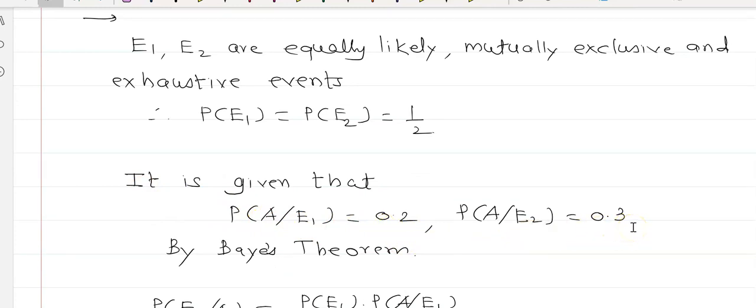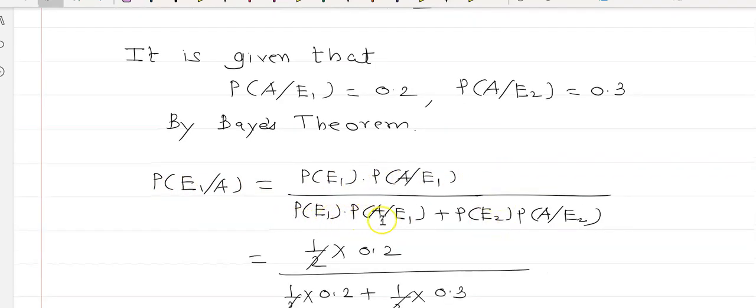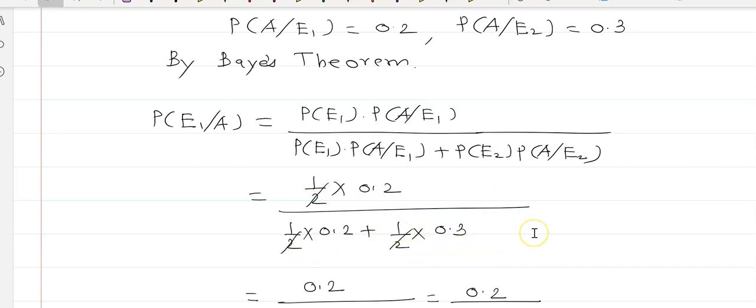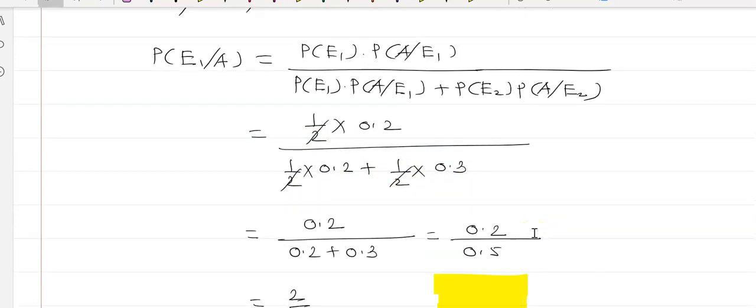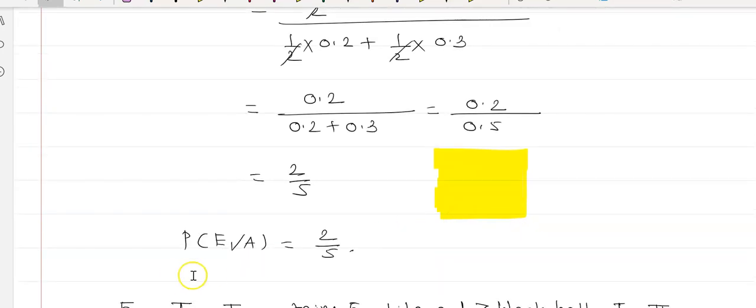These are the givens. And again by the Bayes theorem, probability of E1 conditional A is equal to probability of E1 into probability of A conditional E1 upon probability of E1 into probability of A conditional E1 plus probability of E2 into probability of A conditional E2. Now substitute the values. That is 1 upon 2 into 0.2 upon 1 upon 2 into 0.2 plus 1 upon 2 into 0.3. We can take their sum. That is 0.2 upon 0.5, that is equal to 2/5. Therefore, the required probability, that is the probability of E1 conditional A, is equal to 2/5.